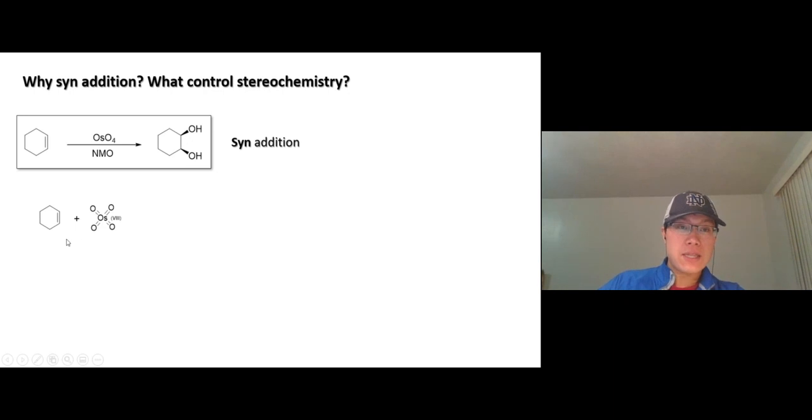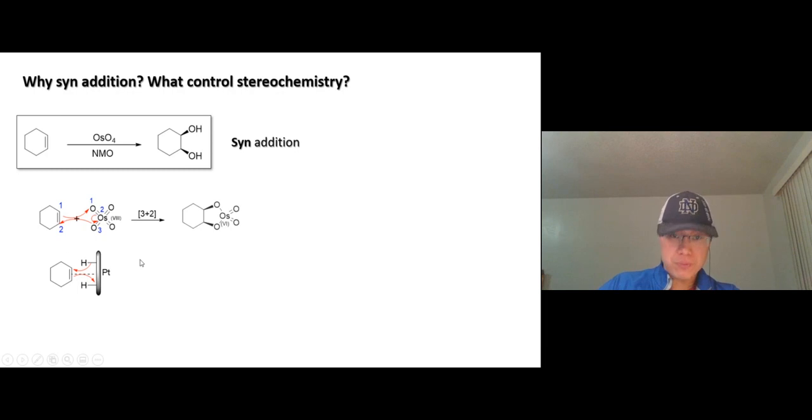All right, so the first thing that happens is osmium tetroxide will interact with the alkene. If you still remember platinum interacting with an alkene, it's a reaction like that. This is similar, the same trend. So 3 plus 2, which means 3 atoms here and 2 atoms here. It's called a 3 plus 2 cycloaddition. That's the name of it, right? And osmium adds to the alkene on one side, the same side. So this is going to be similar to the hydrogenation.